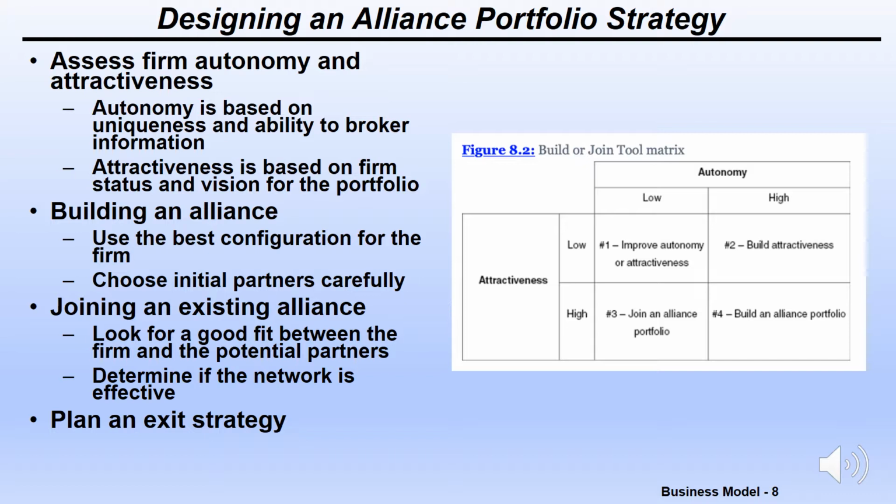The other part of the assessment is the firm's attractiveness, and this is based off of how high its status is. If it's a really high status company, it's a very attractive partner. And then also its vision for the portfolio it has. So if it knows exactly what it wants to do, but it's maybe not a really high status partner, but it has a clear goal in mind for the alliance network, saying, okay, we're going to do this specific thing, and I need these partners, and here's how you fit into it. That also can provide a level of attractiveness that can work into it.